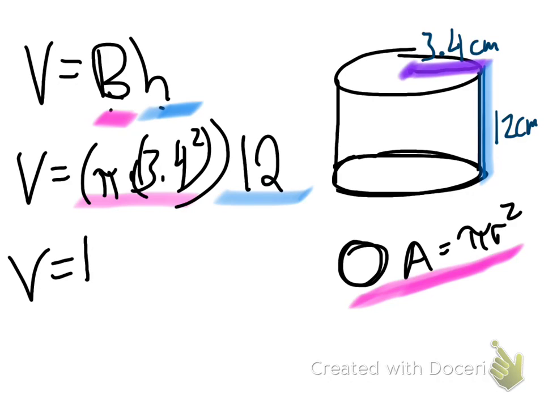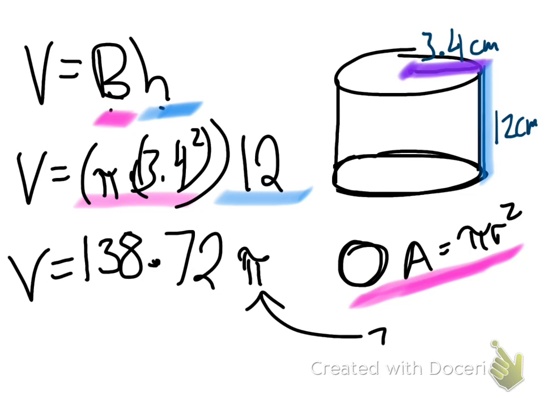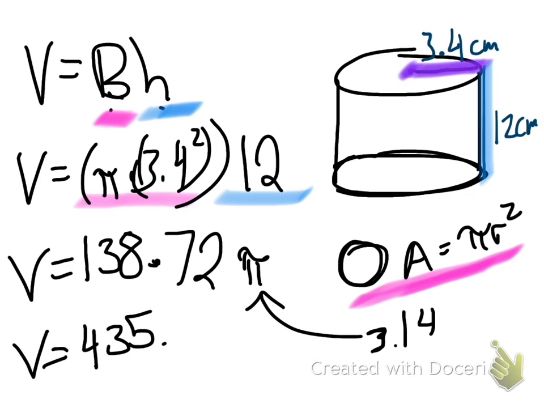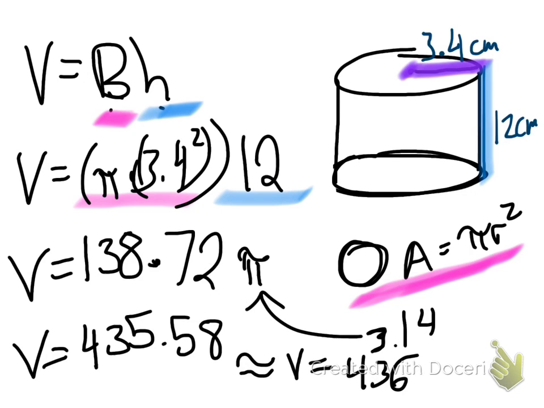3.4 squared times 12 is 138.72. And then we still have pi. We haven't multiplied in pi yet. If we plug in 3.14 for pi into our calculator, we get volume equals 435.58. So we'll round that to the nearest whole number, so volume equals 436. And remember units, we did centimeters times centimeters times centimeters, so centimeters cubed.